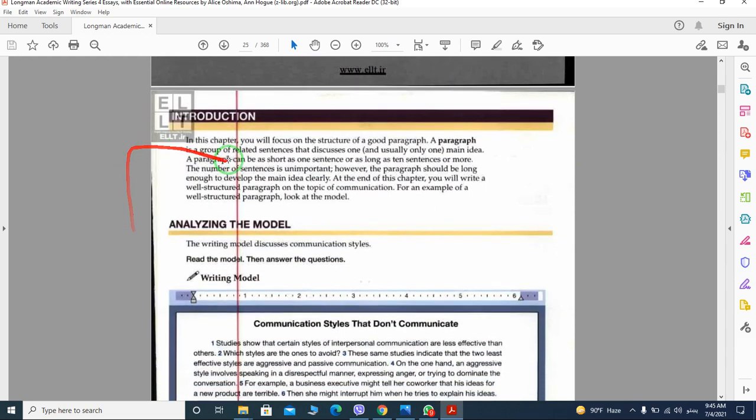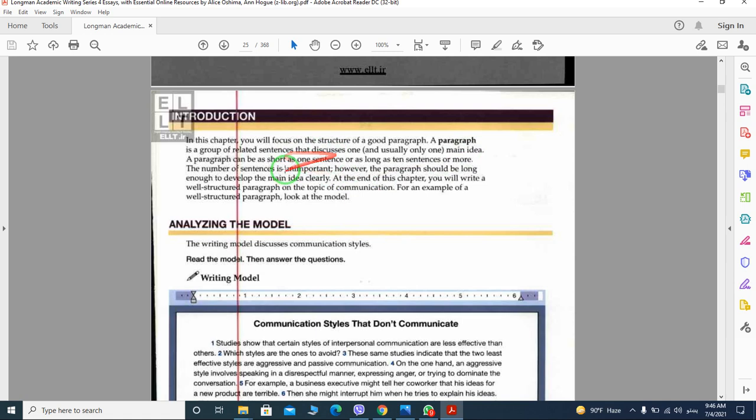So in the introduction part, a paragraph has been explained. What do we mean when we say a paragraph? Is it one sentence? Is it two sentences? Is it 10 sentences, 20, 30? What is the size of a paragraph? A paragraph is a group of related sentences that discusses one, and usually one, main idea. This is very important. This should be emphasized as much as possible. A paragraph should only be about one topic. So if you have two or three topics, you'll probably write two or three paragraphs, not one paragraph.